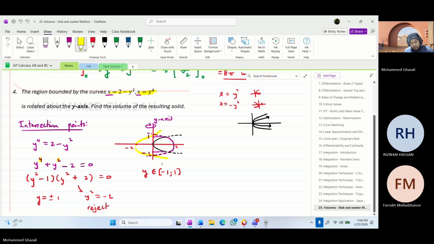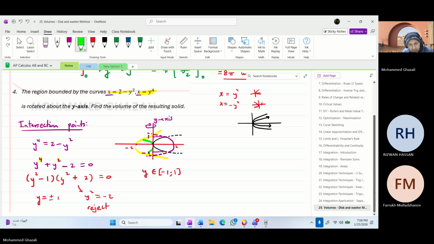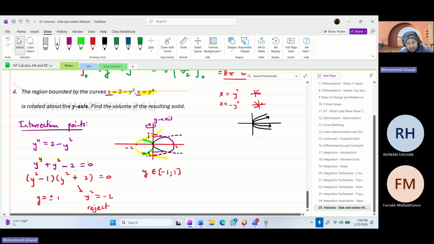Okay. And that's the graph of that. And what about this graph? It's like enclosed, right? Let me draw this. Right. Very good, guys. Now let's look at the inner radius and the outer radius.